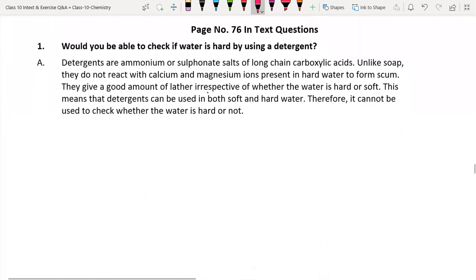Here, how would you be able to check if water is hard by using detergent? There are two types of water. First one is hard water, second one is soft water. By using detergent, can you say which one is hard and which one is soft? That is the question they are asking. You see guys, what is meant by detergent? Detergents are ammonium or sulfonate salts of long chain carboxylic acids.